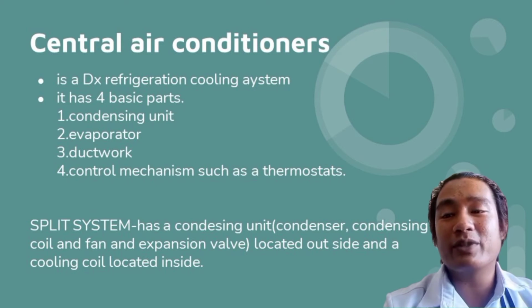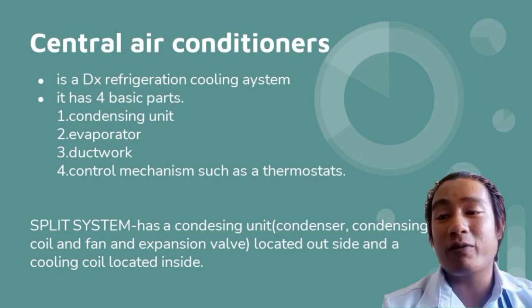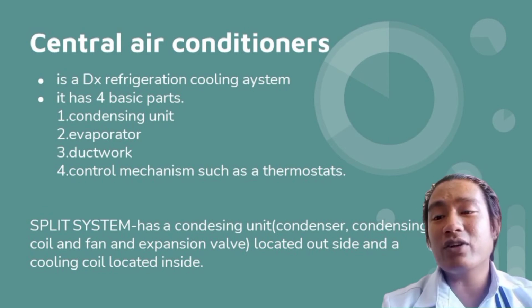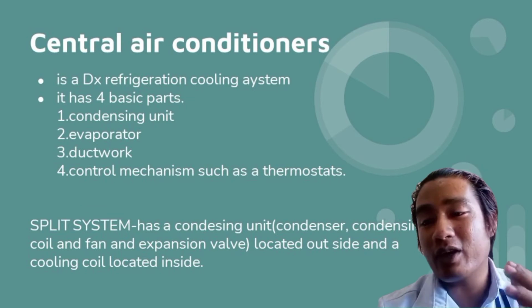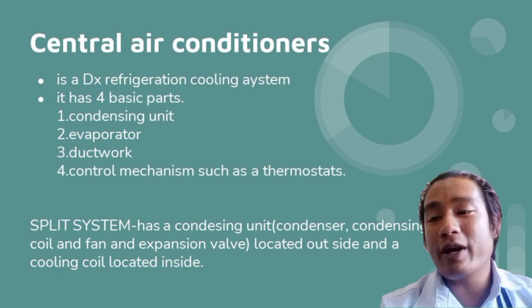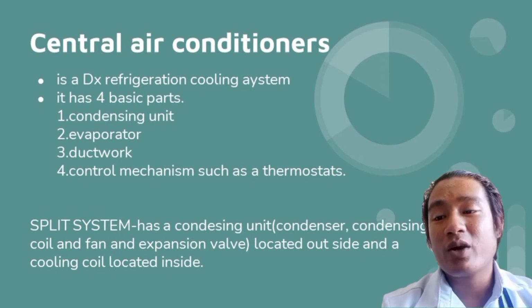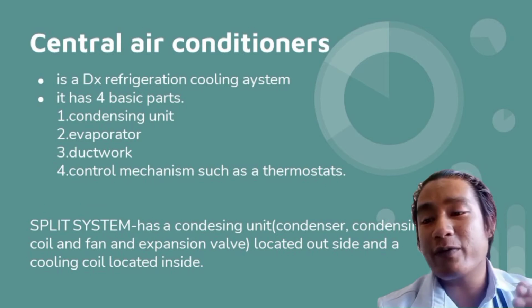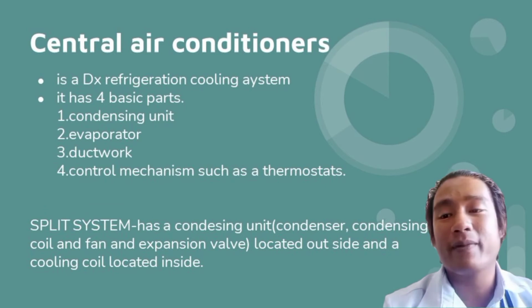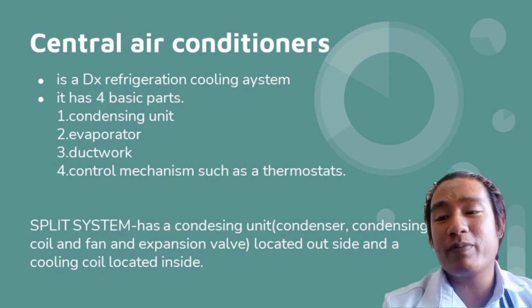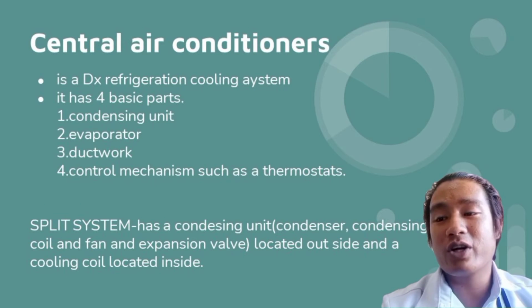a thermostat. The most common type of central air conditioner is a split system. So a split system has the condensing unit containing the compressor, condensing coil, fan, and expansion valve located outside, and a cooling coil, an evaporator, in the air handling unit or in the ductwork near the furnace located inside. The outdoor condensing unit is connected to the indoor evaporating coils by 2 copper pipes. The smaller pipe is the liquid line, which carries the high-pressure liquid refrigerant from the condenser to the expansion valve. The large suction line, which should be insulated, carries low-pressure gas from the evaporator coils to the compressor.